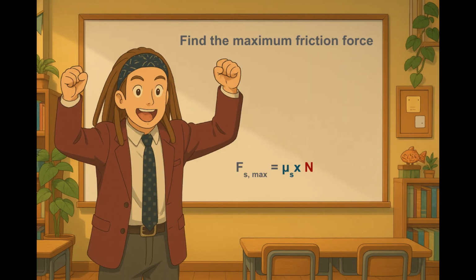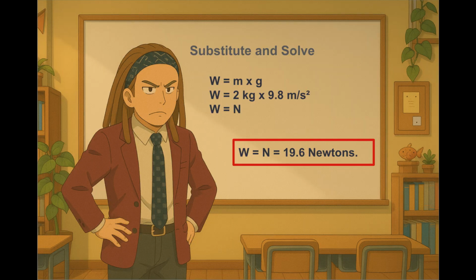3. The formula for maximum static friction. Fs max equals μs times N. This equation tells us the largest possible friction force that can exist before the block starts to slide. Step 4. Substitute and solve. Let's plug in our known values.